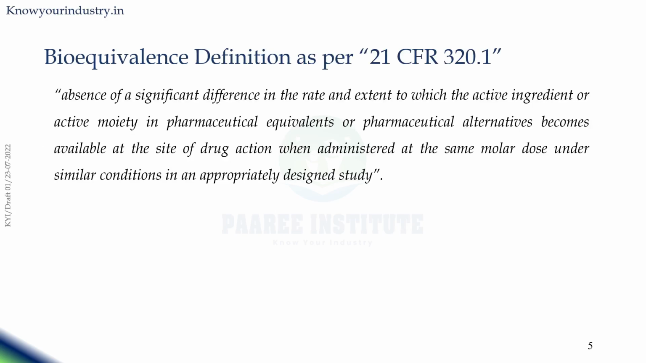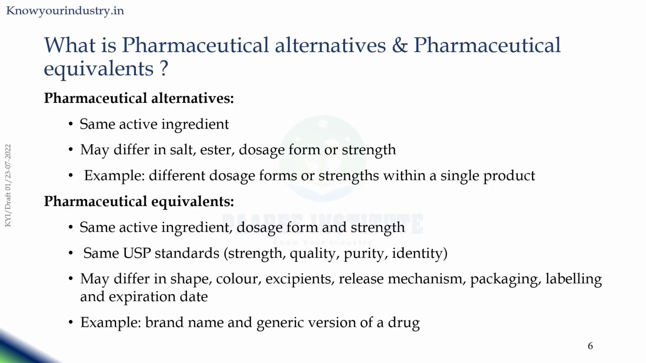Bioequivalence definition as per the Code of Federal Regulations by US FDA is that absence of a significant difference in the rate and extent to which the active ingredient or the active moiety in pharmaceutical equivalents or pharmaceutical alternatives becomes available at the site of drug action when administered at the same molar dose under similar condition in an appropriately designed study. Based on the Code of Federal Regulations definition, it is important to understand what is pharmaceutical alternatives and pharmaceutical equivalents. First, what is pharmaceutical alternatives?